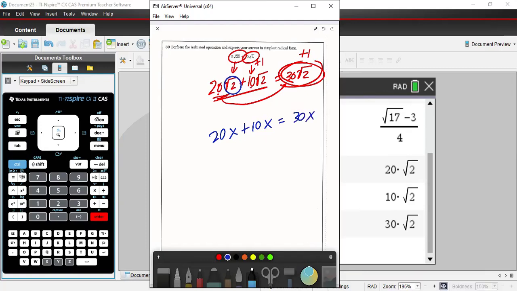They have to have the same radicand. If they don't, you can't combine them, right? So in this case, square root of 32 is not the same as the square root of 2, so we had to simplify it. And when we simplified it, we got the radicand square root of 2, and now we can combine the coefficients, which we did. So that's how you would do it algebraically, guys. So the answer is 30 square root of 2.